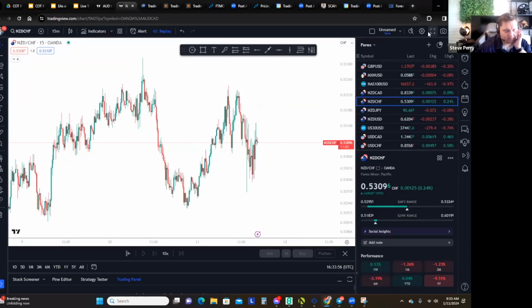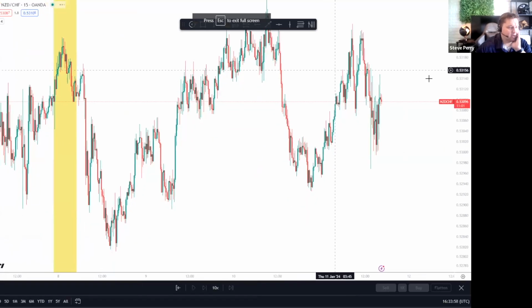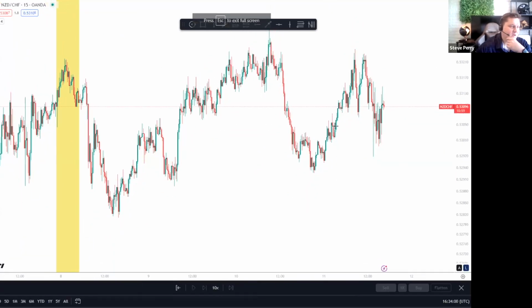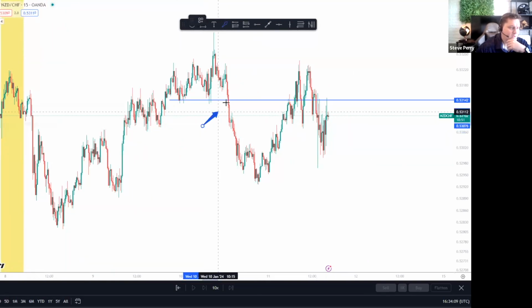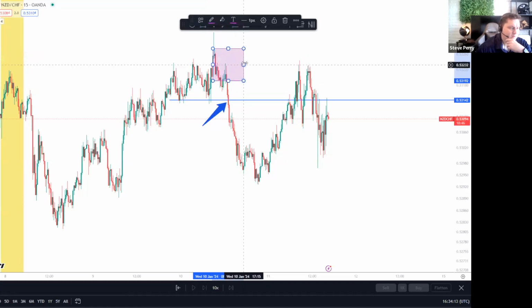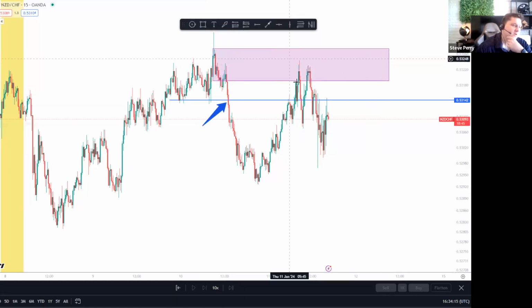Oh yeah, this basically did the same thing that I was talking about. I kind of missed this one, but this had a nice little break of structure over here. This is your classic liquidity area right here. Market came right up into it and then pulled back.